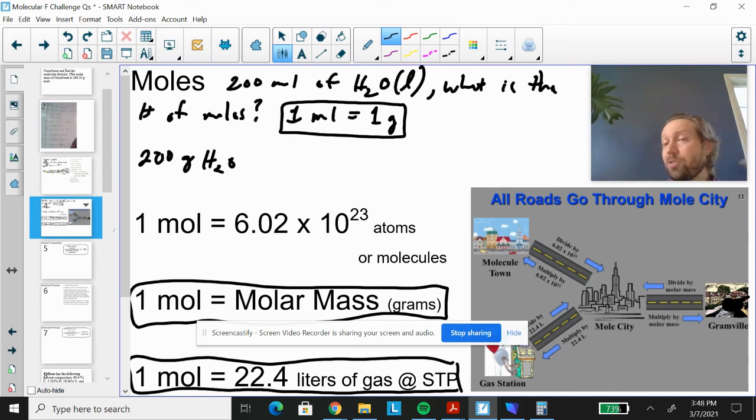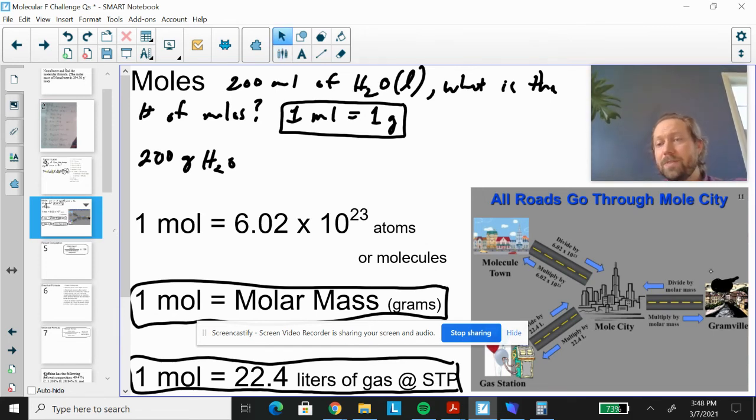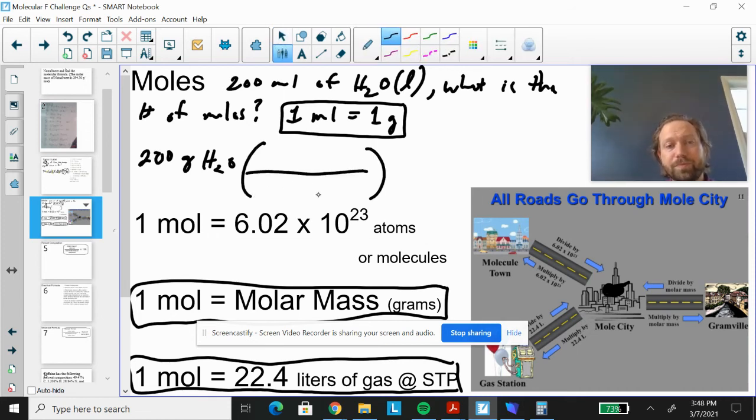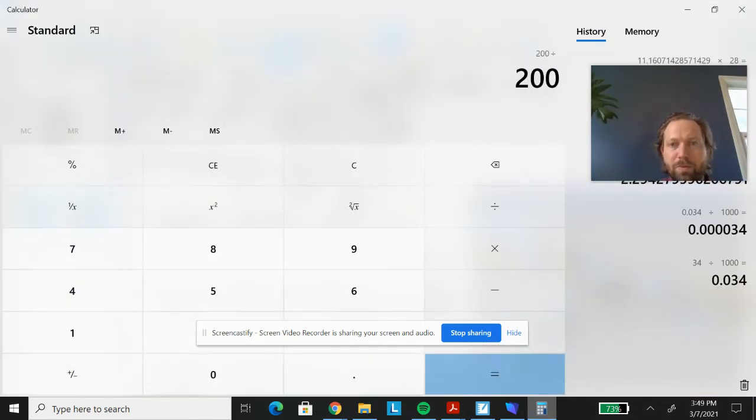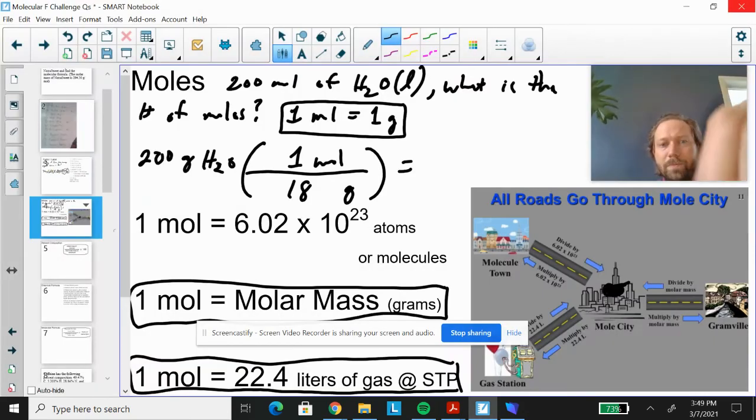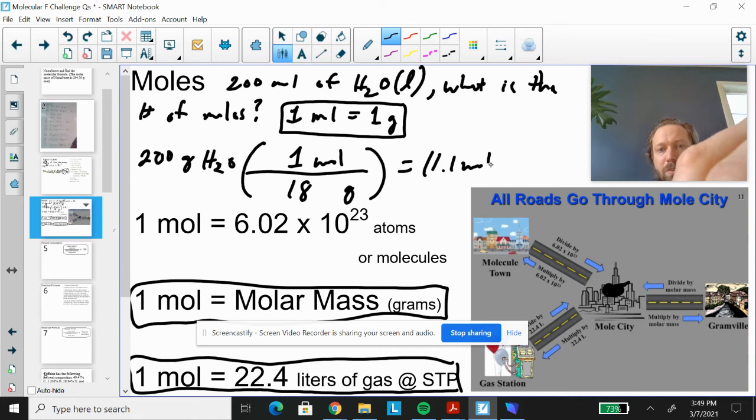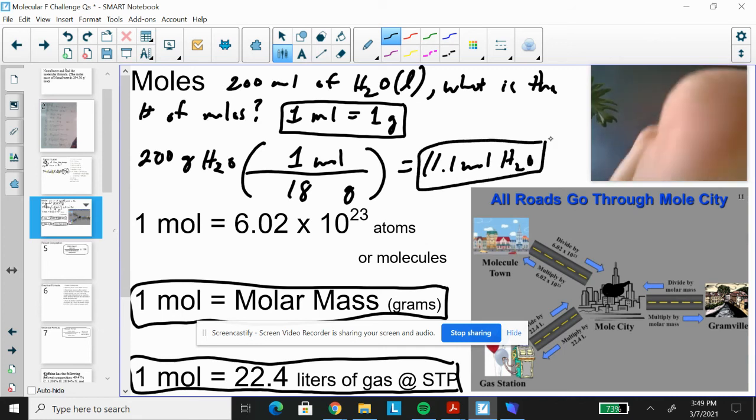So once I have grams, now this becomes a normal mole problem where I have grams and I want to go to moles. What do I do? I divide by the molar mass. And we already discussed what the molar mass of water is. It's 2 hydrogens, each being 1 gram, and oxygen being 16, so that's 18 grams for 1 mole. Okay, so that would be 11.1 moles of water. Okay, so that's one way of challenging you.